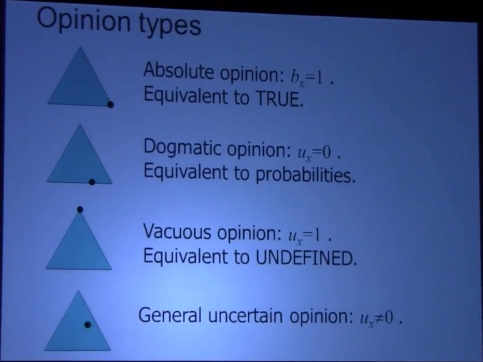Here are some typical opinion types. If you put the point in the right-hand corner, that's equivalent to binary logic, Boolean true. Put the point somewhere on the baseline, and that's equivalent to classical probability. Put the point at the top of the triangle, that's a vacuous opinion, which represents ignorance. Put it somewhere inside the triangle, it has some evidence and some uncertainty. So it's just a general opinion, a general binomial opinion.